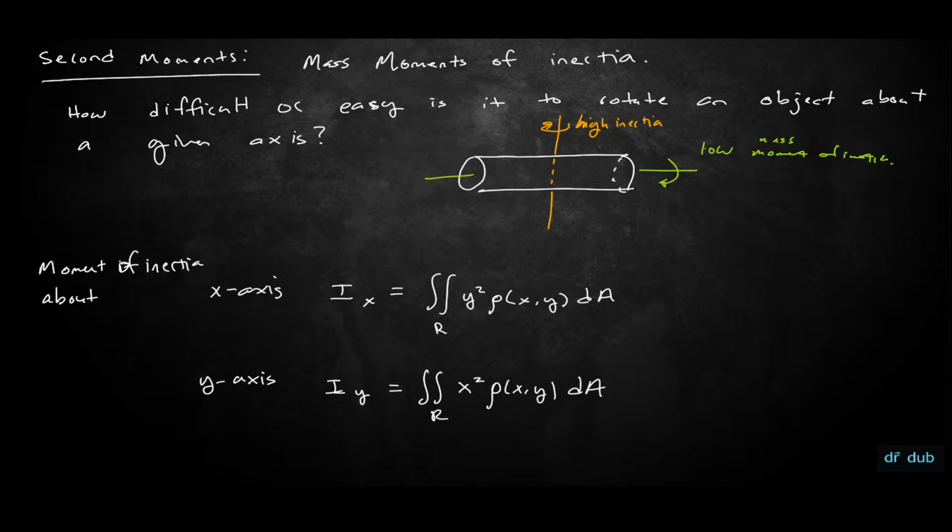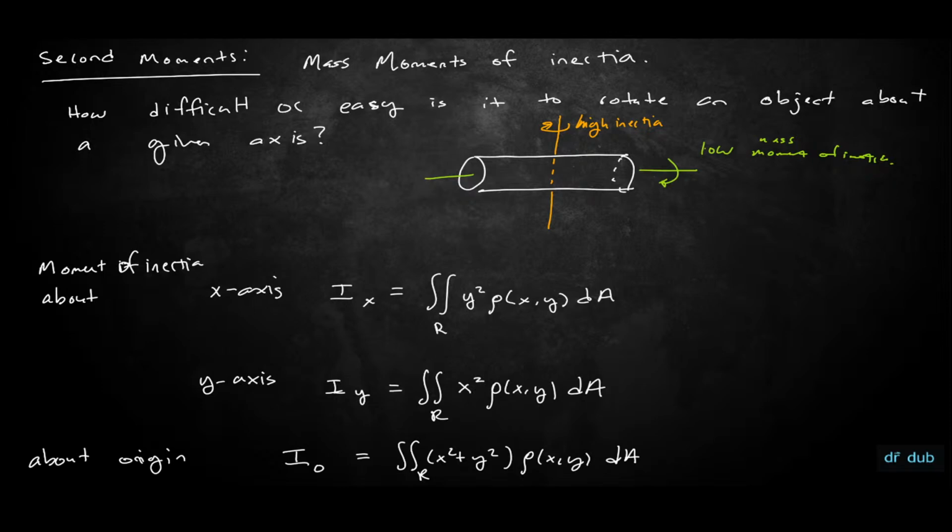So those are your mass moments of inertia, or your second moments of the object, also called the mass moments of inertia. And I should say moment of inertia about the origin. I like to call it I_O equals the double integral over R of (x squared plus y squared) rho of x y dA. So it's the moment about the origin.